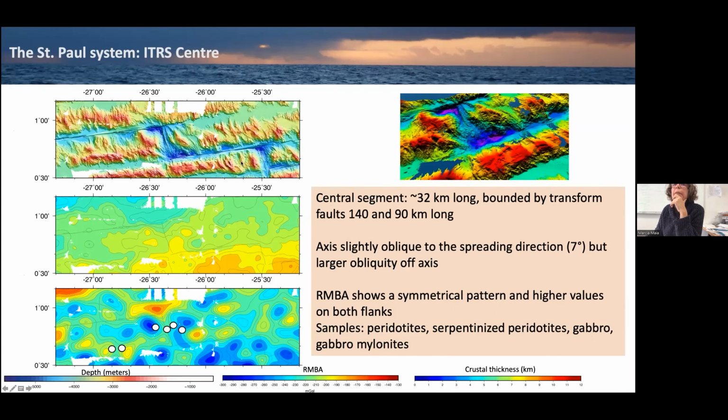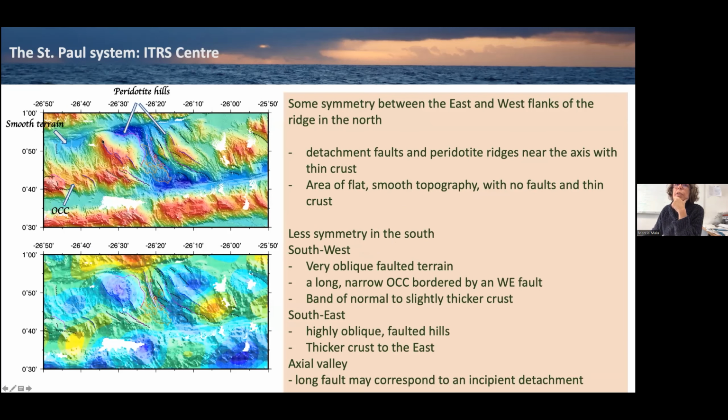the central segment is very different from the north segment, and we see that we have a symmetrical structure in terms of crust, and in terms of morphology, it's very symmetrical in the north and asymmetrical in the south. And a zoom in on the feature shows that we have these oblique ridges that are associated with peridotite. They are peridotite ridges, and we have a kind of OCC on the west flank that is associated with gabbro. And all the features of this central segment are associated with thin crust.